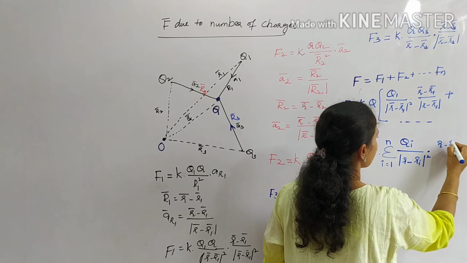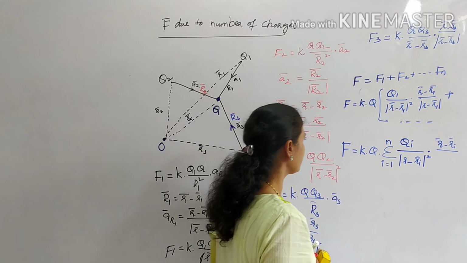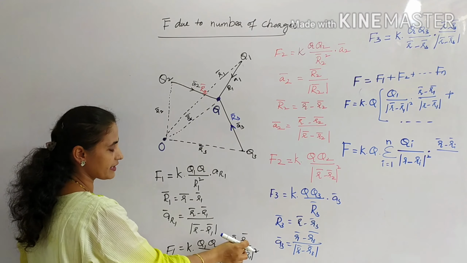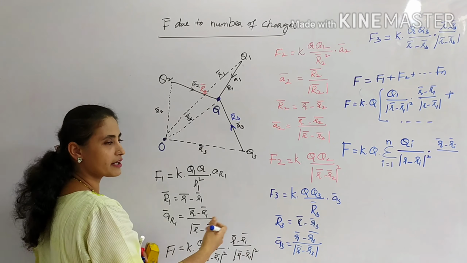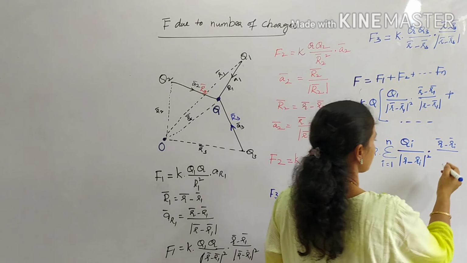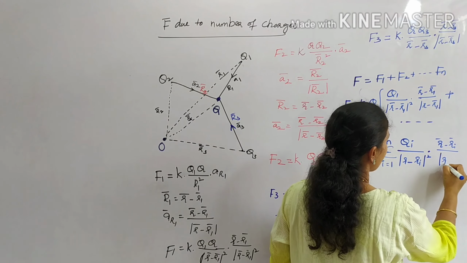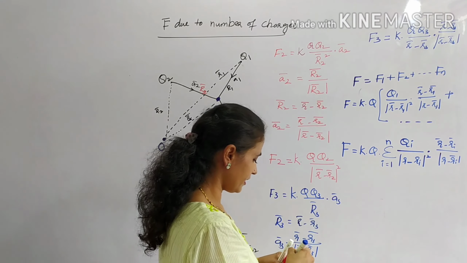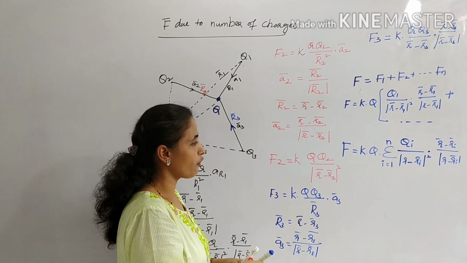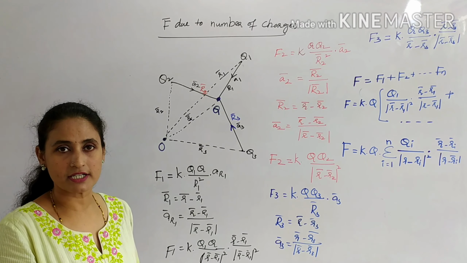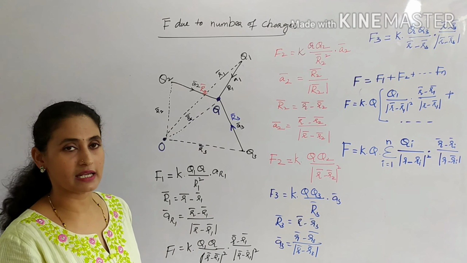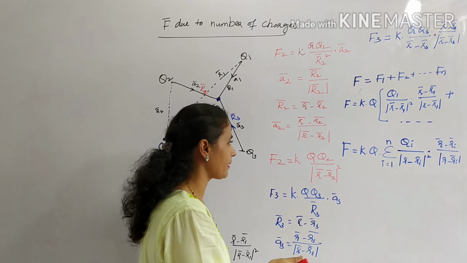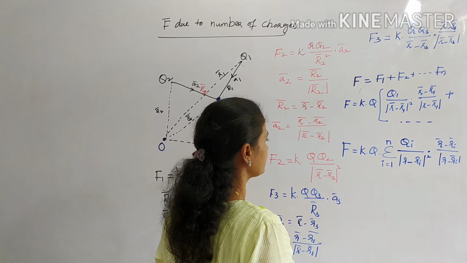Into R minus Ri. These two are vectors, right? Like R minus R1, R minus R2 or R minus R3, depending upon the number of charges, divided by R minus Ri. So in general we can write that the force on one particular charge due to multiple charges, or due to n number of charges, is given by this formula.